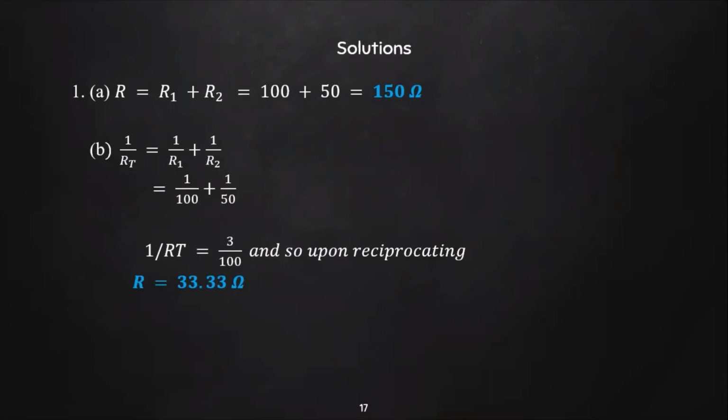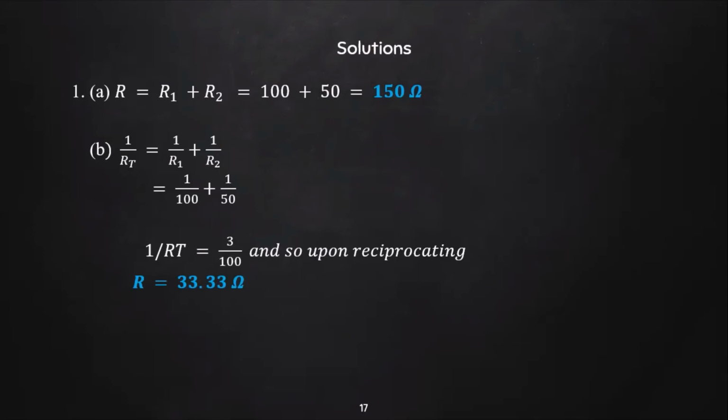For question 1, part B, we were supposed to find the total resistance in a parallel circuit. The formula for finding the total resistance in a parallel circuit is 1 over RT equals 1 over R1 plus 1 over R2. Our R1 is 100 and our R2 is 50, so that will give us 1 over 100 plus 1 over 50. Now we are left with 1 over RT equals 3 over 100.